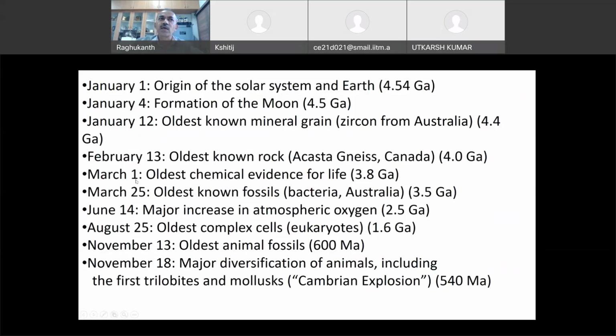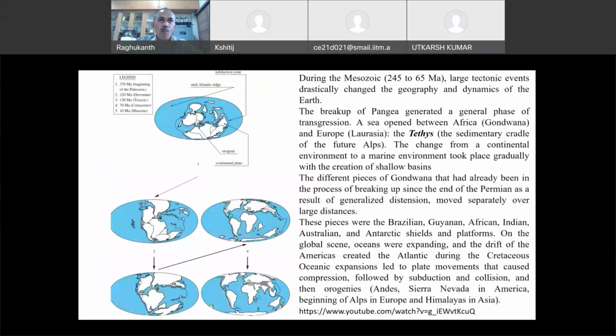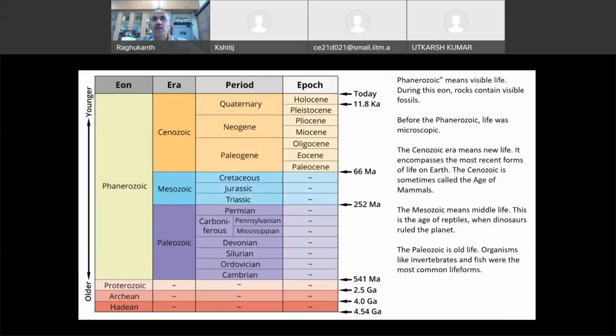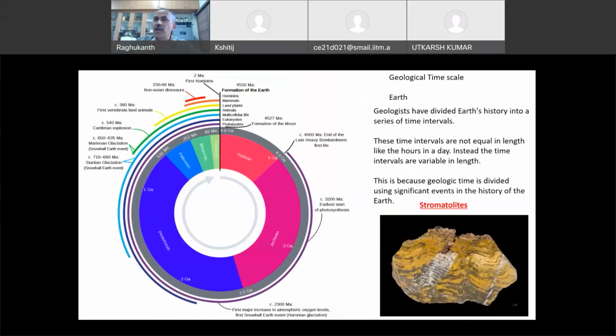Then March 1st, chemical evidence for life came into the picture. So what is that chemical evidence? What is the name of that one I showed you long back? Microbe. Do you remember? So this was the one, Stromatolite actually. So this came into being at that time.